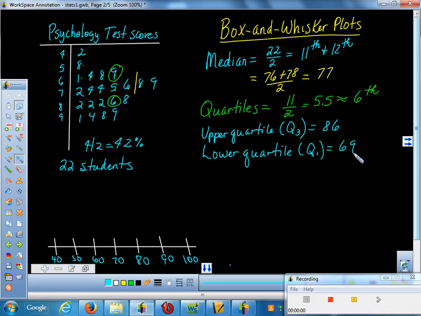From here on out, I will abbreviate upper quartile as UQ and lower quartile as LQ, just to make it faster. Okay. If you recall, those 3 numbers form the box of your box and whisker. I have a scale down here at the bottom already created, and so I would take those 3 numbers, my 77, where the median falls, 86, and 69, and those 3 would form the box of my box and whisker.